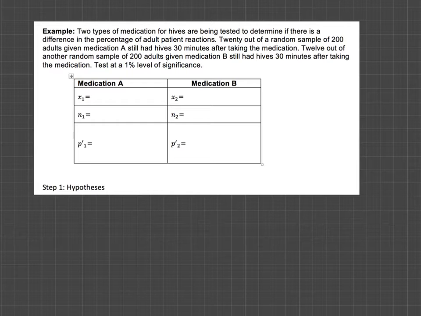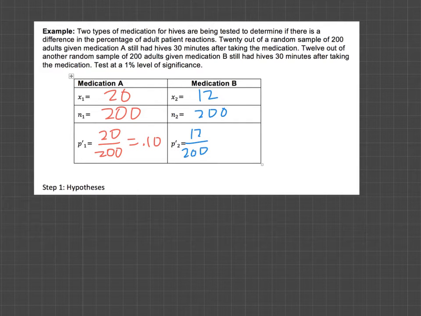So the first, medication A, 20 out of a random sample of 200. So we've got x is 20, the sample size is 200, so that means that p prime is 20 over 200, or 0.10. Now for medication B, 12 out of another random sample of 200 had hives. So that sample proportion is 12 over 200, and that gives us a sample proportion of 0.06.